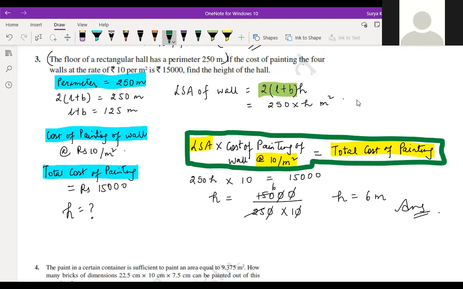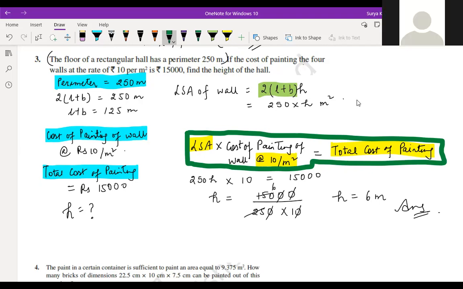What I'm saying is that some painter comes to your house, and you have to paint only your walls. If he is charging 10 rupees per meter square, then how will you pay the money to him? Sir, LSA into the cost.